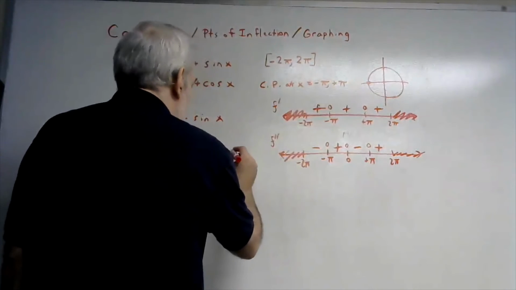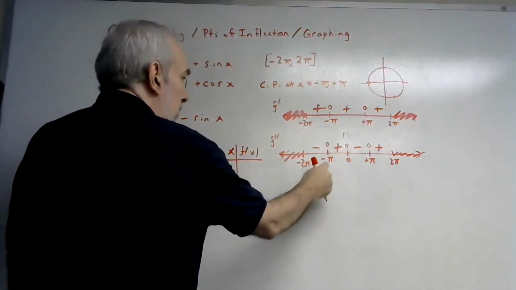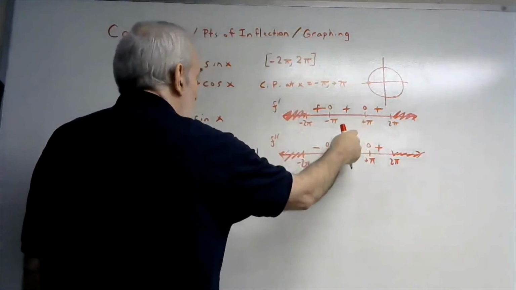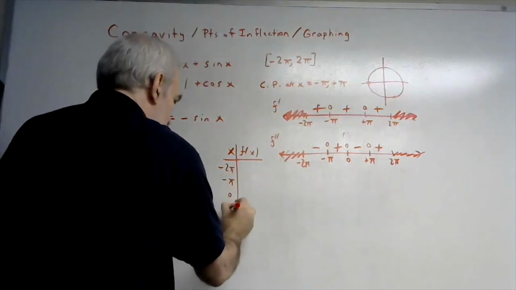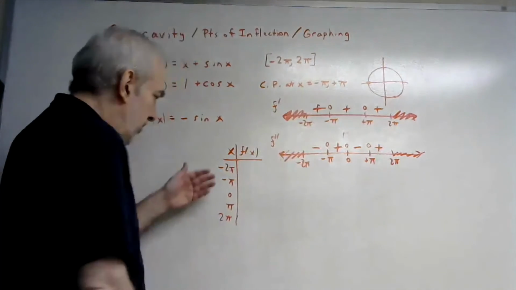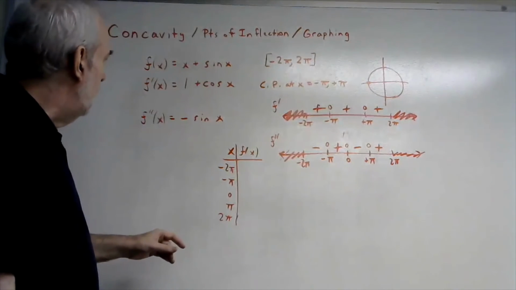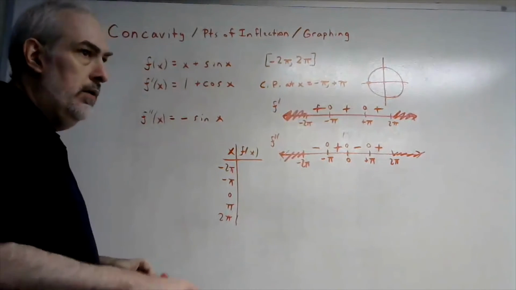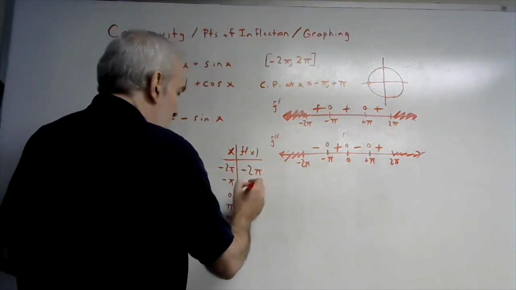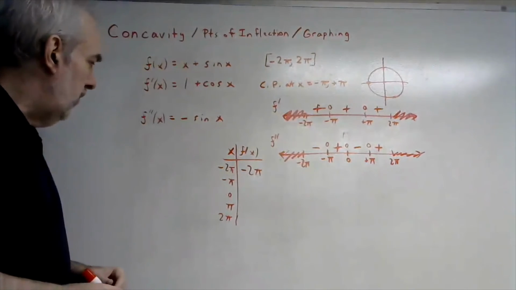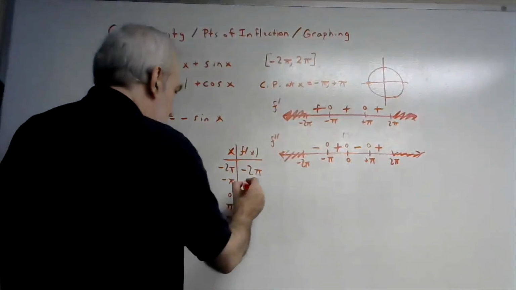Okay. Next, let's plot all of our important points, which are negative pi, 0, and positive pi. And let's also plot our 2 endpoints. So that's going to be these 5 points. If we plug in negative 2 pi into our equation, sine of negative 2 pi is 0. So we just get negative 2 pi plus 0 is negative 2 pi. If we plug in negative pi, sine of negative pi is also 0. So we just get negative pi.